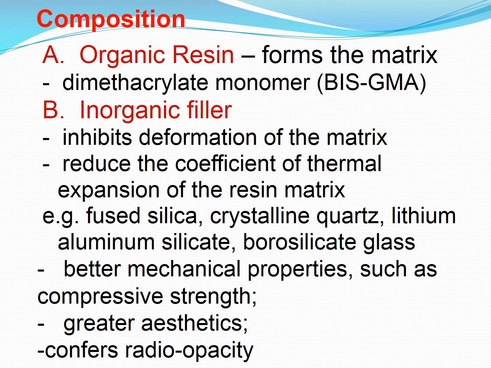Composition of resin composite material. First, organic resins, which form a matrix واللي يشمل dimethacrylate monomer. المكون الآخر هو inorganic filler. This inhibits deformation of the matrix and reduces the coefficient of thermal expansion of the resin matrix. اللي أمثل عليها تكون fused silica, crystalline quartz, lithium aluminium silicate and borosilicate glass, and it gives better mechanical properties such as compressive strength, gives greater aesthetics for the restorations and confers radiopacity.